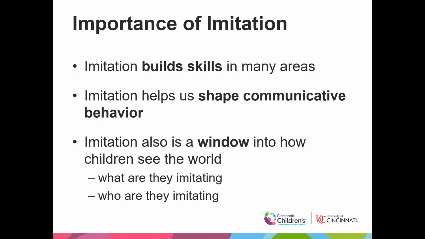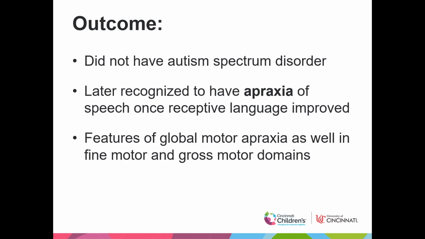So imitation is super important, right? It helps us build skills. It helps us shape communicative behavior. And it gives us a window into how kids are seeing the world. Like, who are they imitating? What are they imitating? So she does not have autism, but later she made enough progress receptively that it became apparent she had apraxia of speech. And I would say she also had global apraxia, motor apraxia, with her fine motor and gross motor domains.